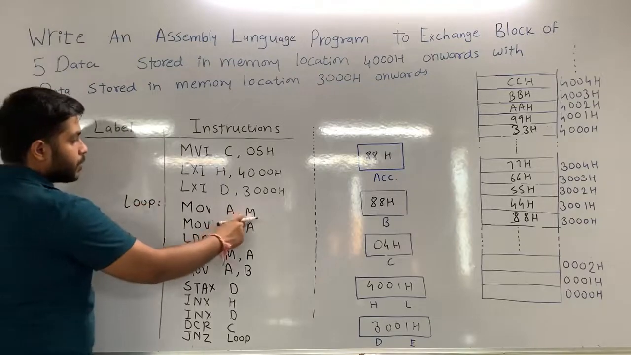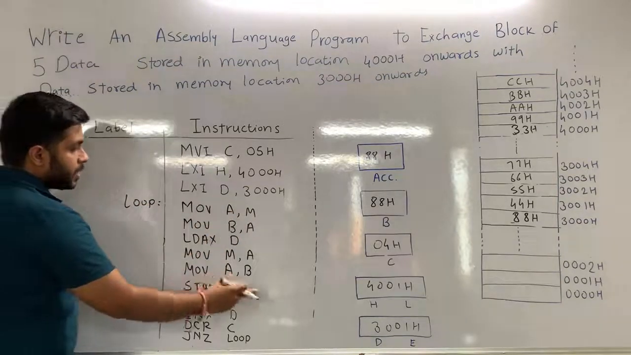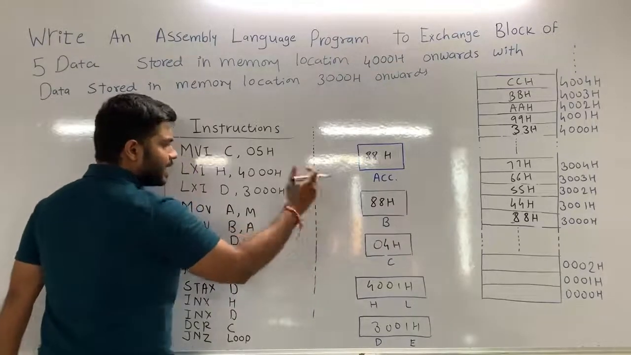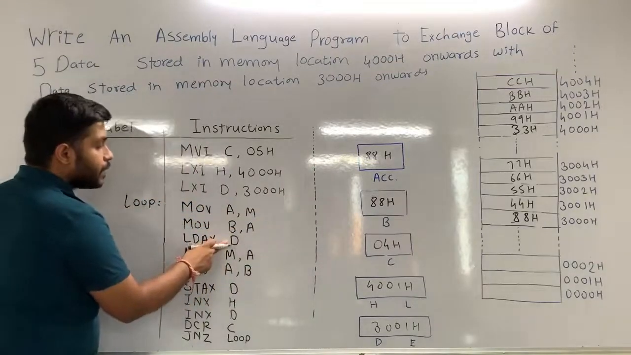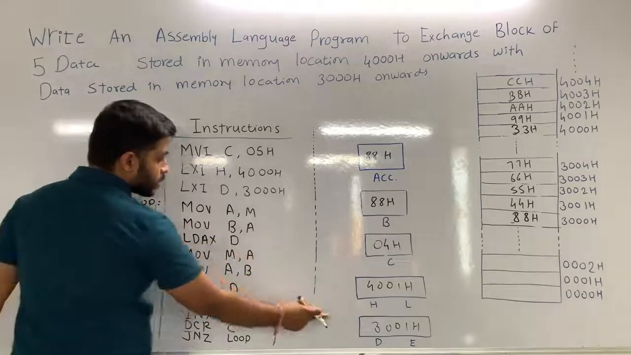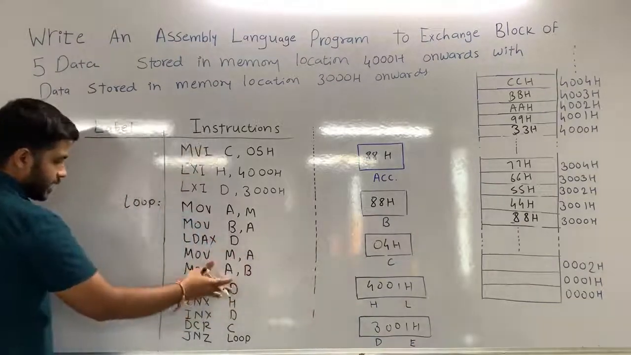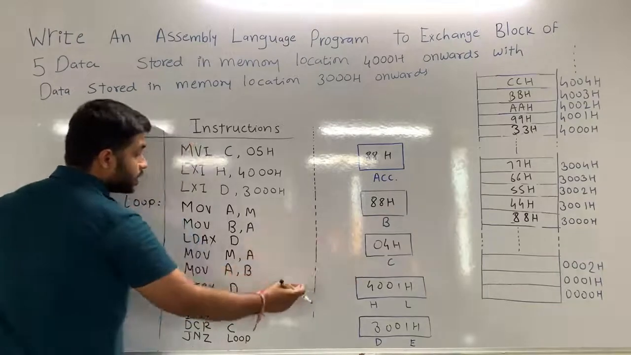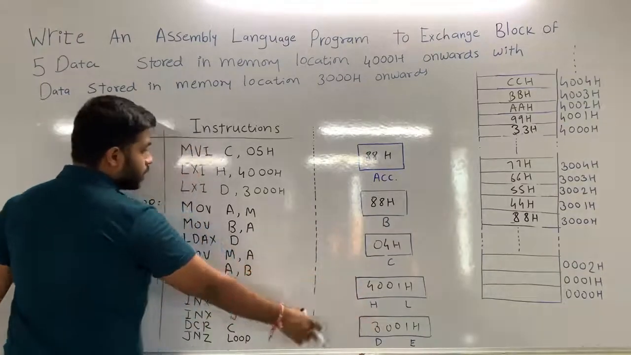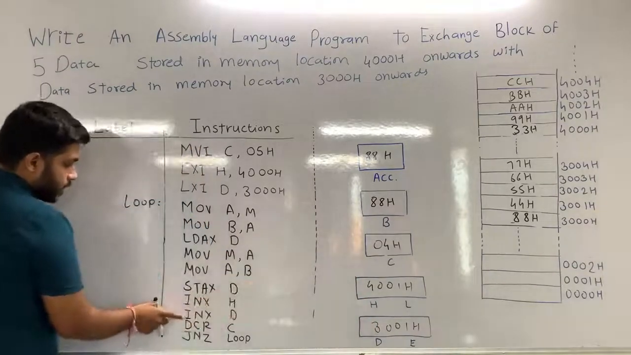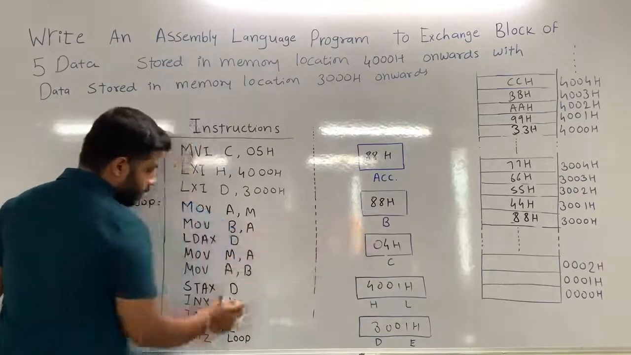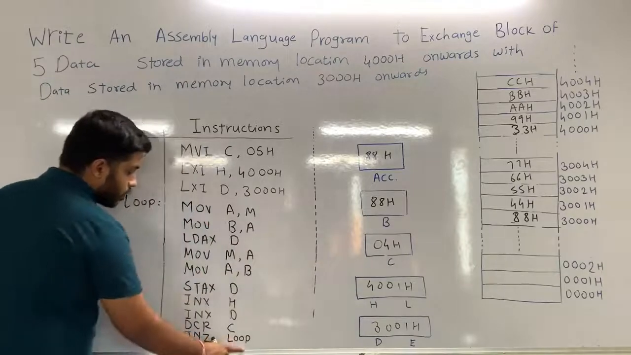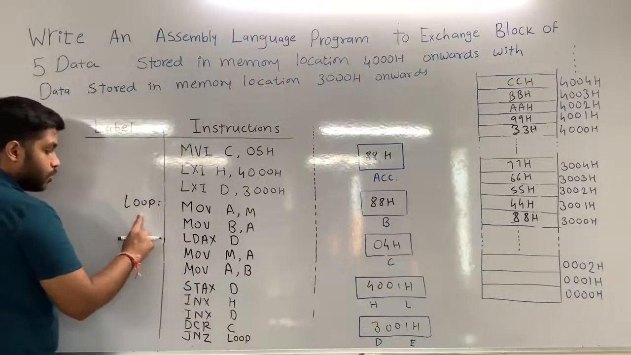So again the data will be moved from memory to the accumulator. Which memory? From 4001H. Then after that we will store it to register B temporarily. After that we will load the data from the memory location specified in the DE pair. Again we will exchange, and then we will increment HL and DE. So it will become 4002, then 3002. Again the value of register C will be decremented, so it will become 3, and again the value of C is not 0. So again the program will jump to loop.